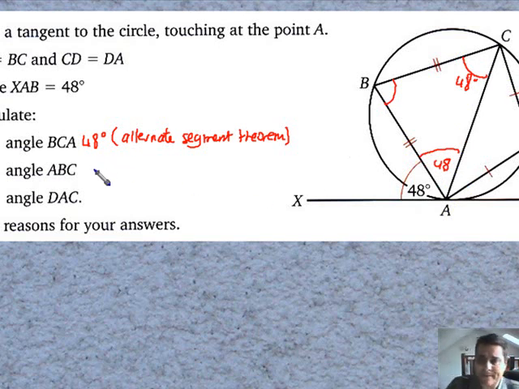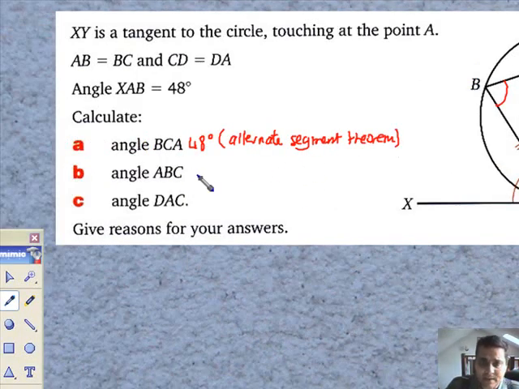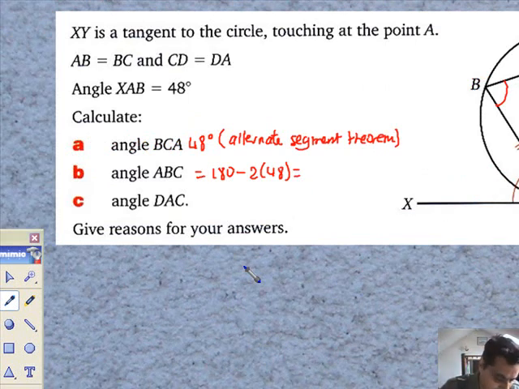Therefore, ABC is going to be 180 degrees, take away two lots of 48, and this is what we get. So 180, take away two lots of 48, gives me 84 degrees. So there we go. And what's the reason for that? Isosceles triangle.